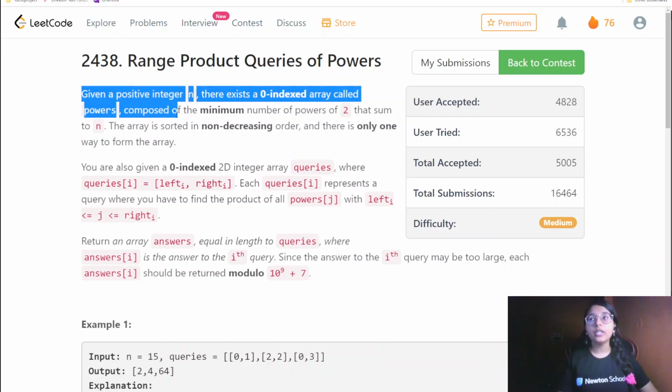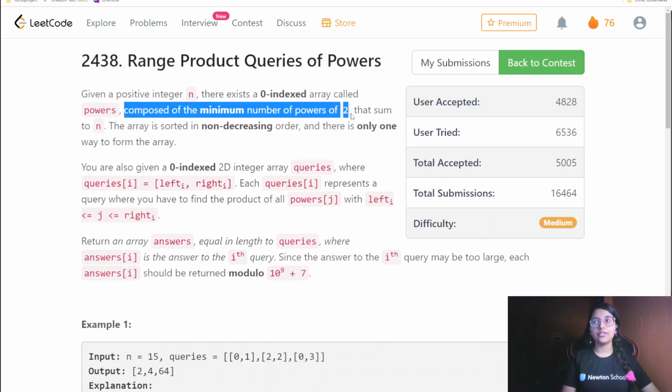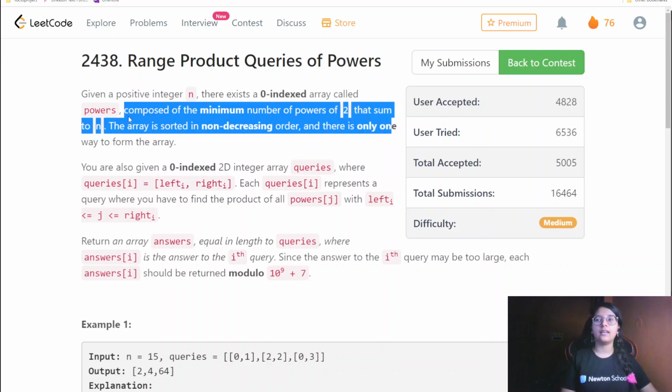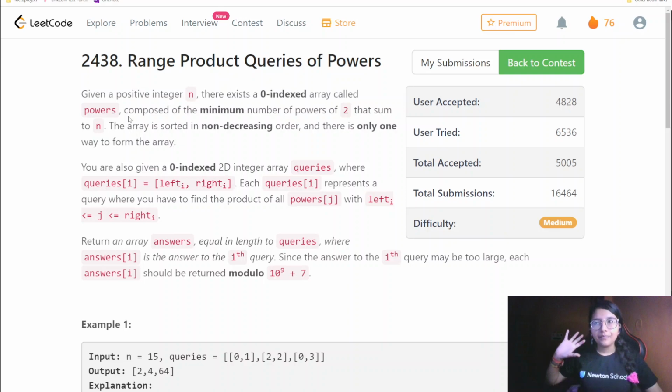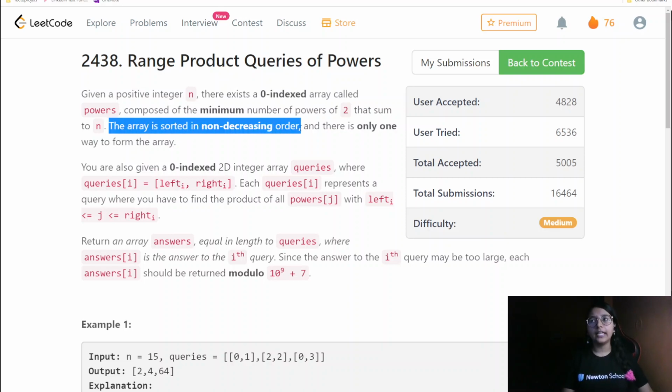Here, we are given a positive integer n and a zero-indexed array called powers. Basically, we are required to make these powers, and about how, they are going to tell us. It is composed of the minimum number of powers of 2 that sum to n. So the powers of 2 will be stored in the powers array, and they will add up to the n which is given to us. The array is sorted in non-decreasing order.